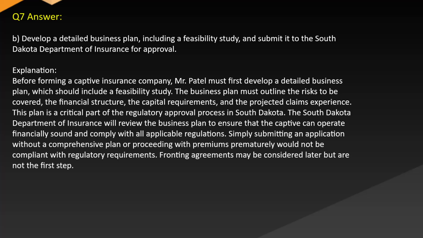Answer: B. Develop a detailed business plan, including a feasibility study, and submit it to the South Dakota Department of Insurance for approval. Explanation: before forming a captive insurance company, Mr. Patel must first develop a detailed business plan, which should include a feasibility study. The business plan must outline the risks to be covered, the financial structure, the capital requirements, and the projected claims experience. This plan is a critical part of the regulatory approval process in South Dakota.